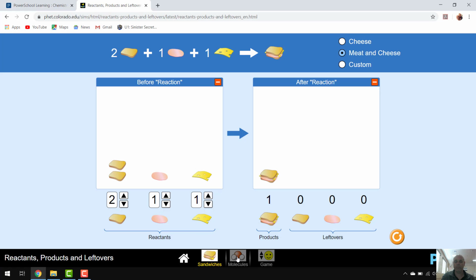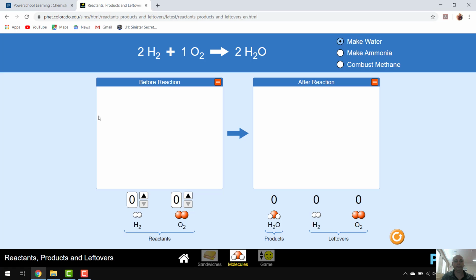All right, let's switch over to molecules. So I was at sandwiches. Now I'm going to go to molecules. And it wants me to make water. So it says I'll start with 2 moles of H2. And I add 2 H2.